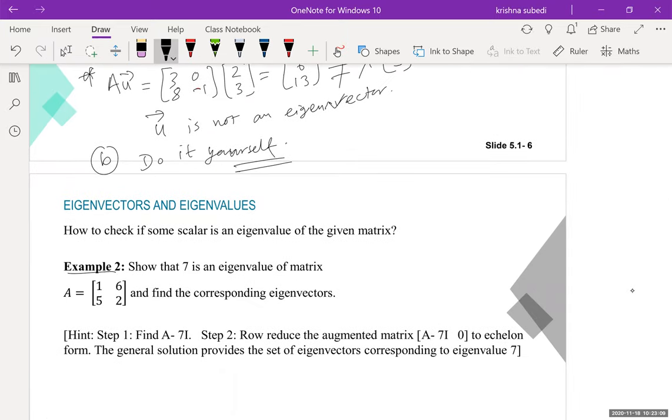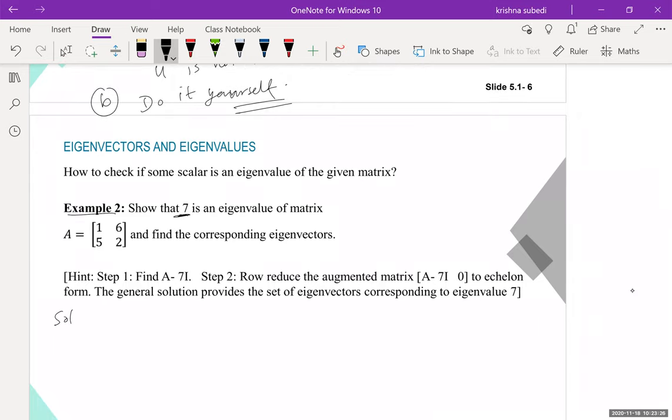Now let's look at part two. The question is how to check if some scalar is an eigenvalue of the given matrix. So, is 7 an eigenvalue of the matrix? Now, by definition, if lambda equals 7 is an eigenvalue of the matrix A, then we can write by definition AX equals lambda X, which means 7X.